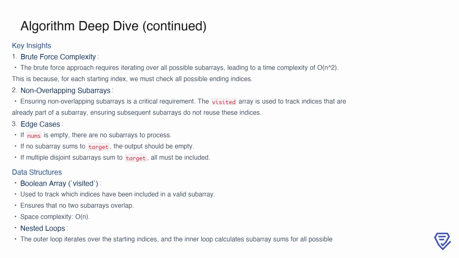On the other hand, if multiple disjoint subarrays sum to the target, all of them must be included in the result. The visited array plays a dual role here, ensuring correctness by avoiding overlap and contributing to a space complexity of O(n). Together, these elements highlight the strengths and limitations of the brute force approach.